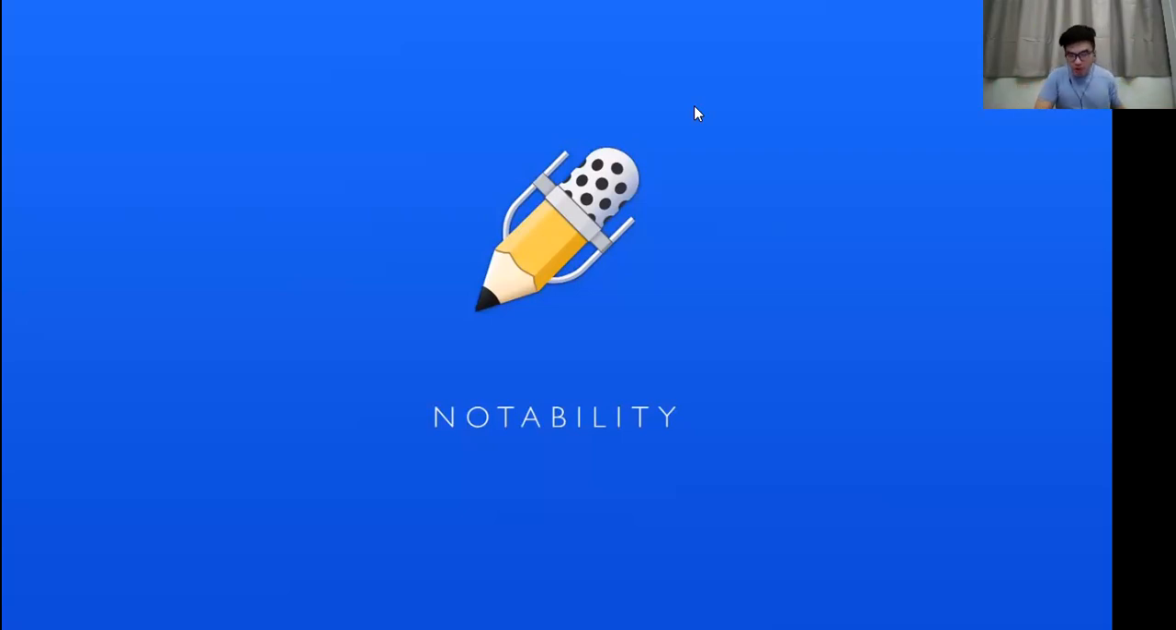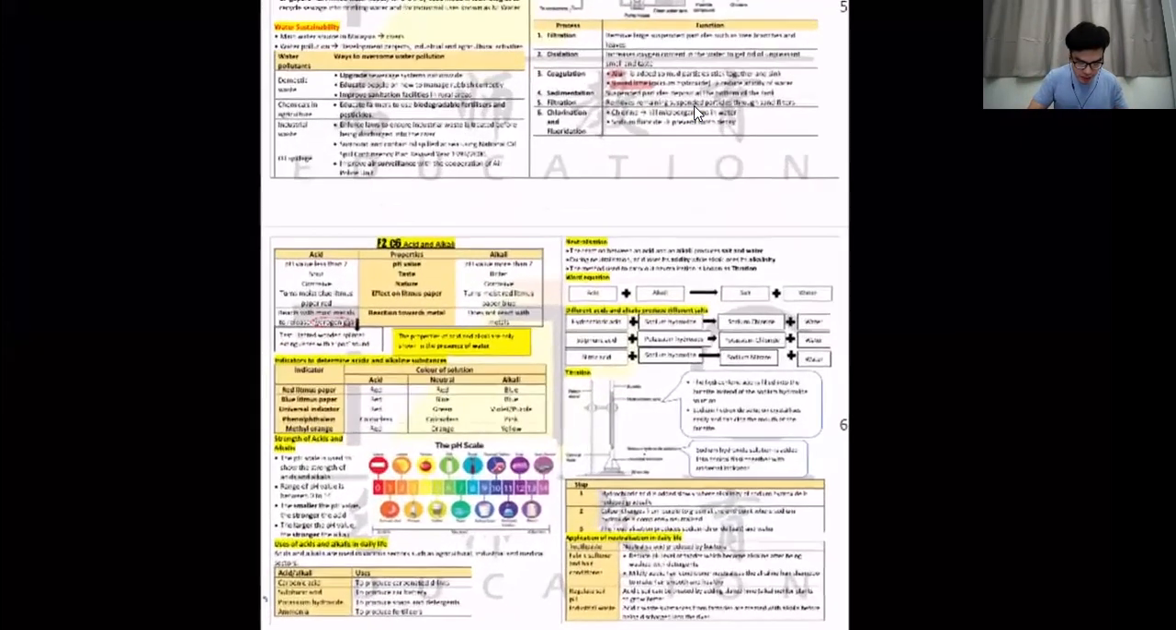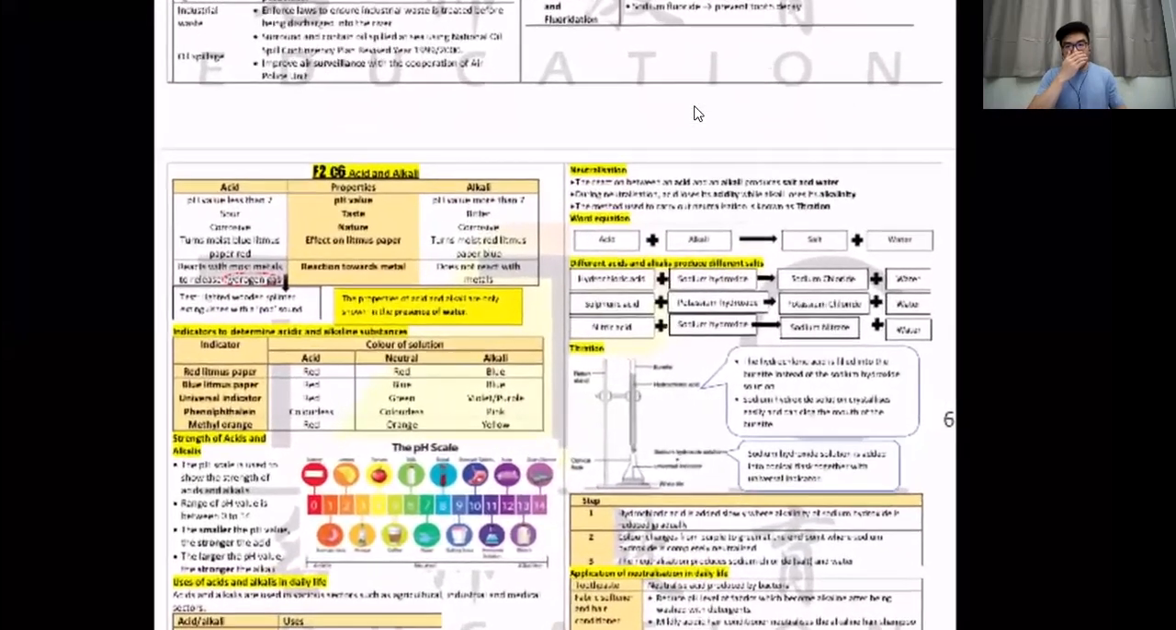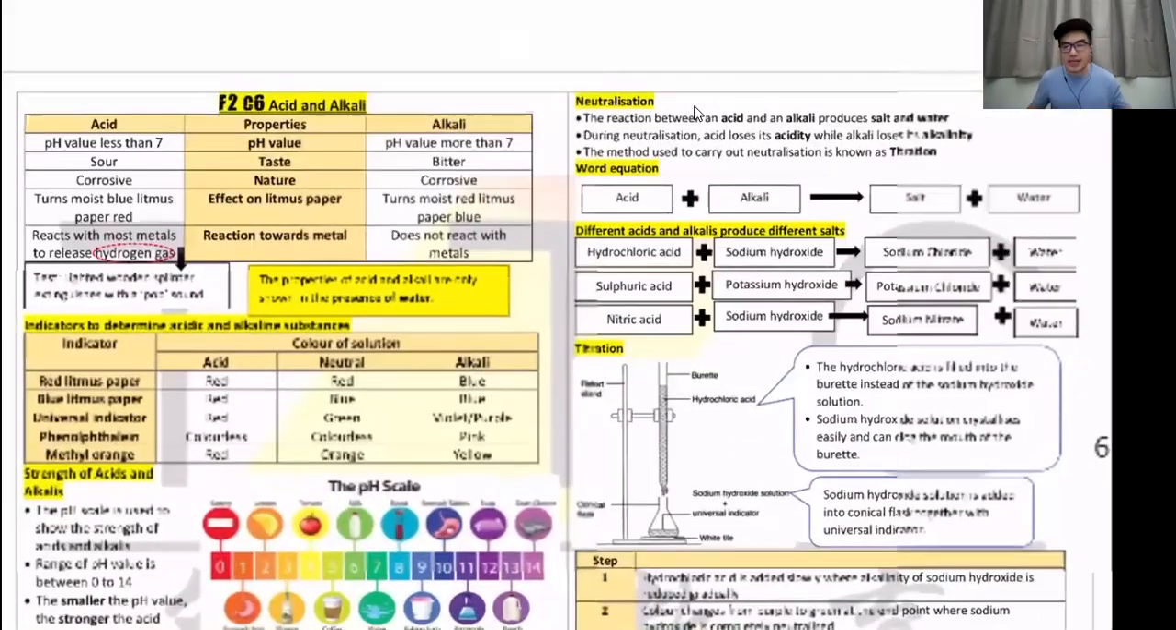Okay, so we will revise our chapter 5 for today, chapter 6, sorry. We will be going back to our revision, which is this one. We are revising for acid and alkaline today. Acid dan alkali ya.